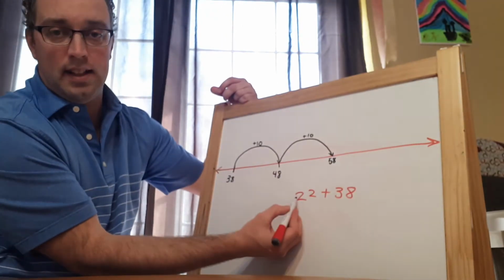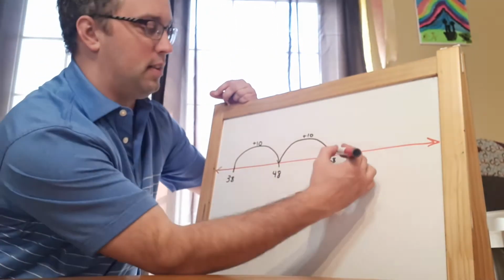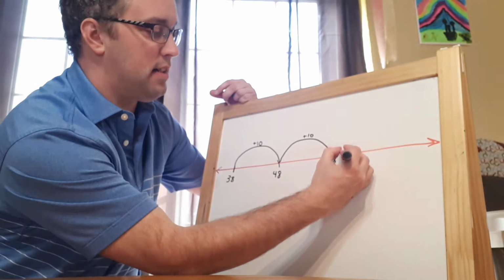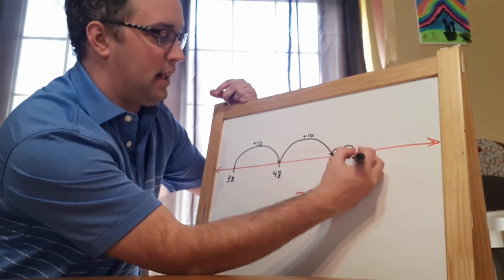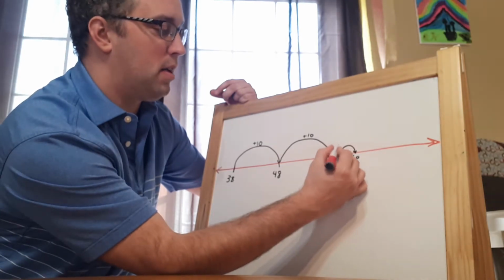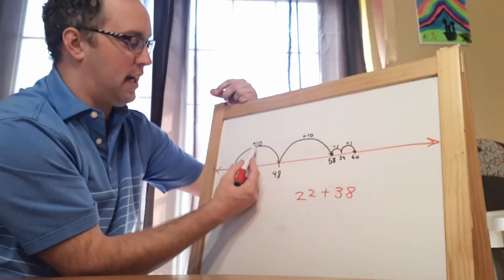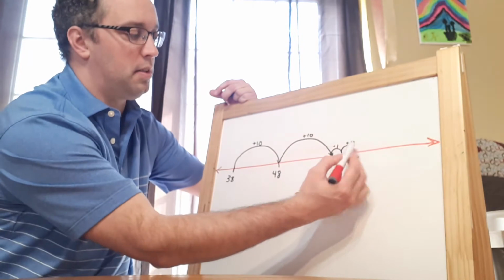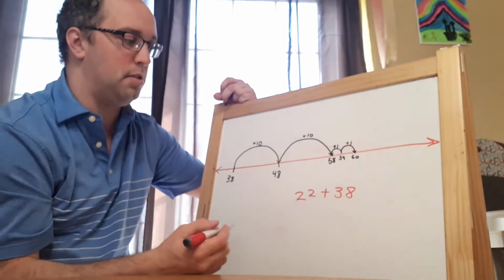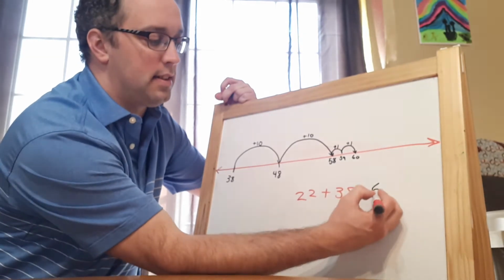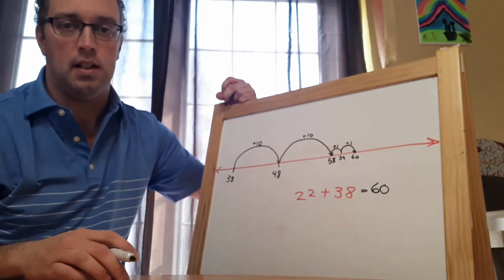And so that's taking care of my 20. I have 2 left. I can go 59, 60. And again, I'll draw my arrows and my plus 1 to show that I have 10, 20, 21, 22. So I had 38 and I added on 22. My answer is 60 because that's where I ended up.